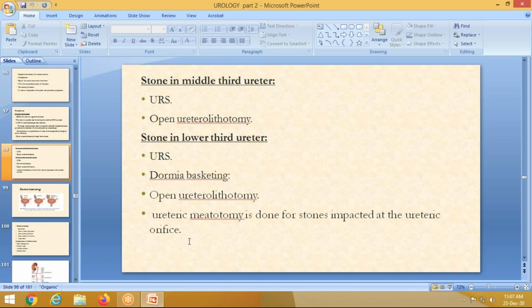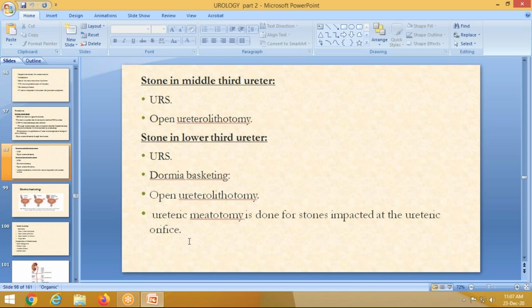Suppose the stone is present in the lower one third of the ureter, what do you have to do? Same thing. URS to be done, and the Dormia basket. Sometimes they may ask you for short notes on the Dormia basket, so you should know a little bit about it. That is an instrument that may be used when the stone is impacted in the lower part of the ureter especially. Next, open lithotomy.